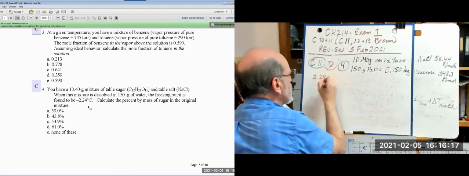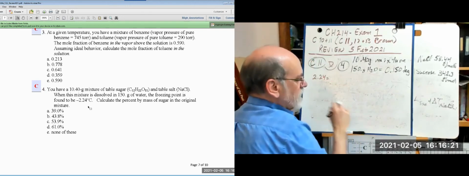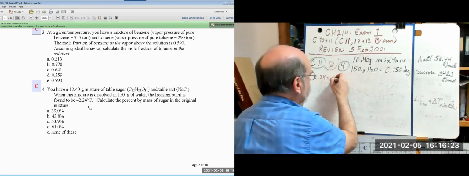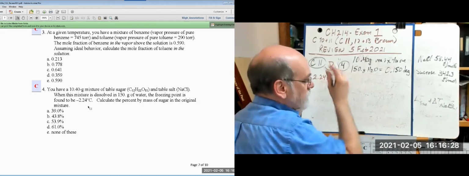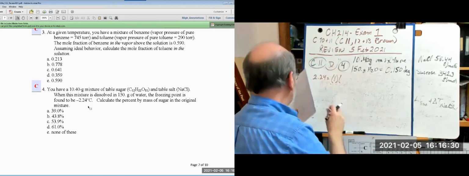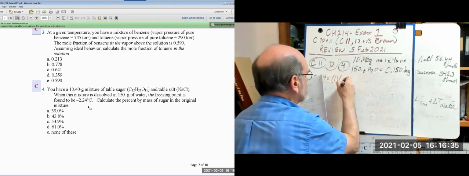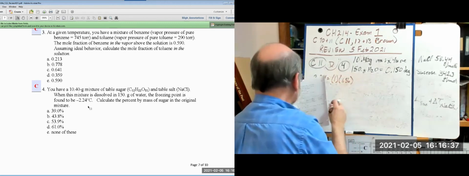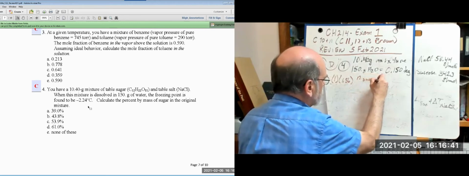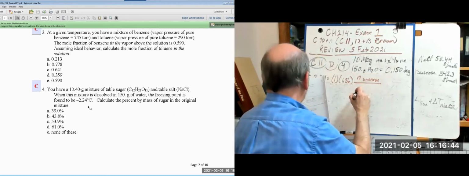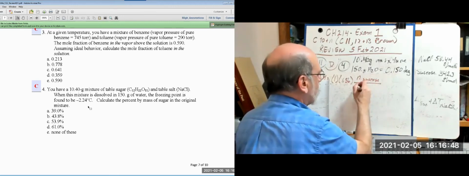2.24 degrees is equal to the delta T of sucrose, which is the i factor for sucrose, 1, times the molality of the sucrose times 1.86. So what's the molality? Well, it's moles of sucrose divided by 0.15.